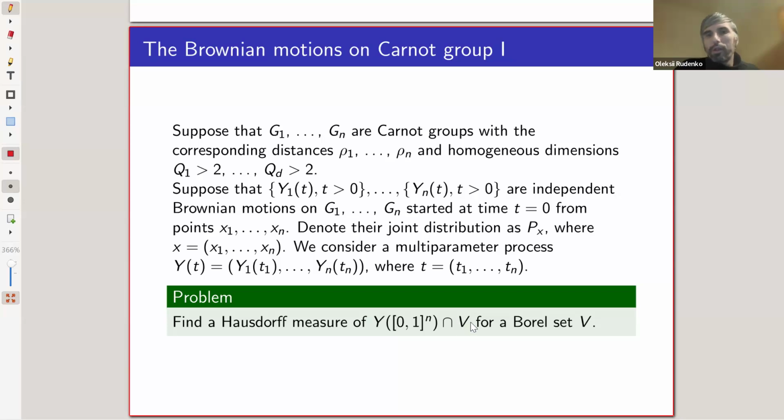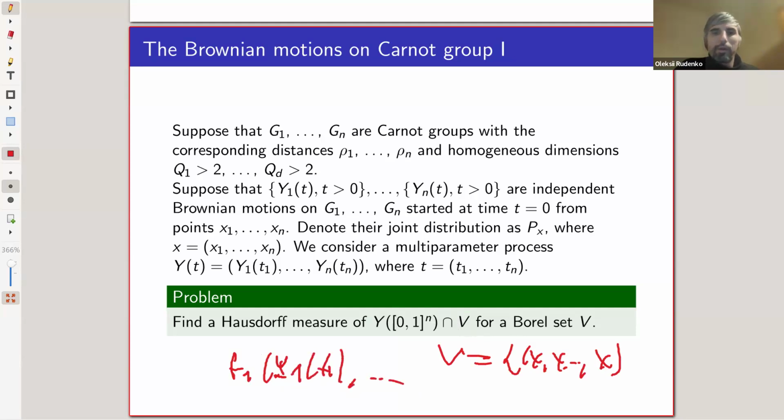And of course, here is V. If V is diagonal, X, X, X, and we look exactly at intersections of independent processes. And if we take instead some more complicated set, then we can say that it is intersections of functions of these processes. So we can look at intersections of some kind of processes of this type. So these are the questions that I want to consider.